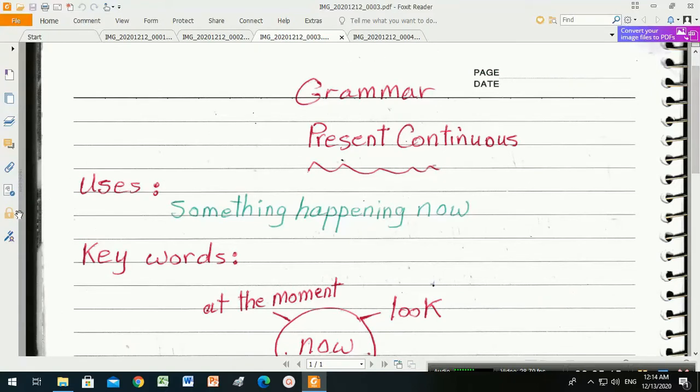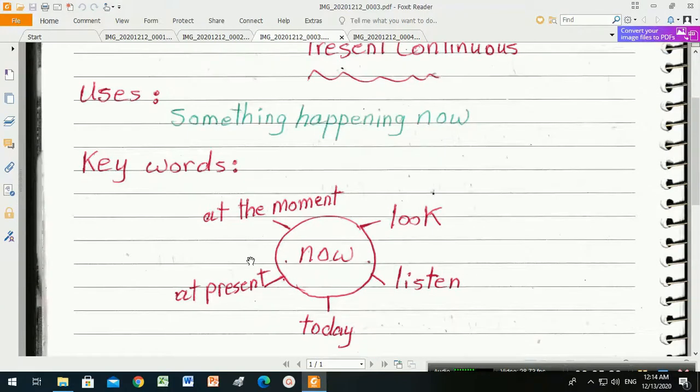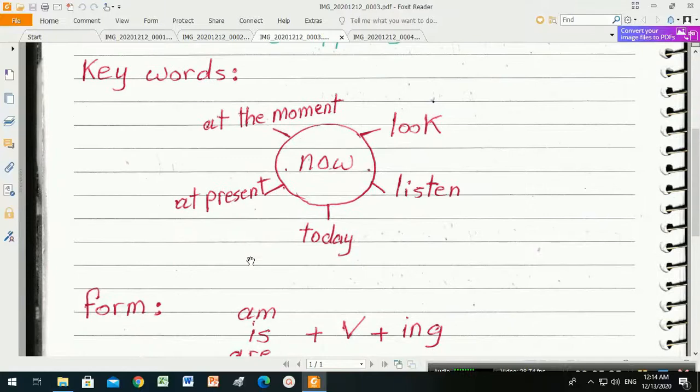The present continuous. We use the present continuous if something is happening now. If I do something now. Okay? The keywords for the present continuous, we all know the keywords: now, look, listen, today, at present, at the moment. Okay? And look and listen come at the beginning of the sentence. Okay?